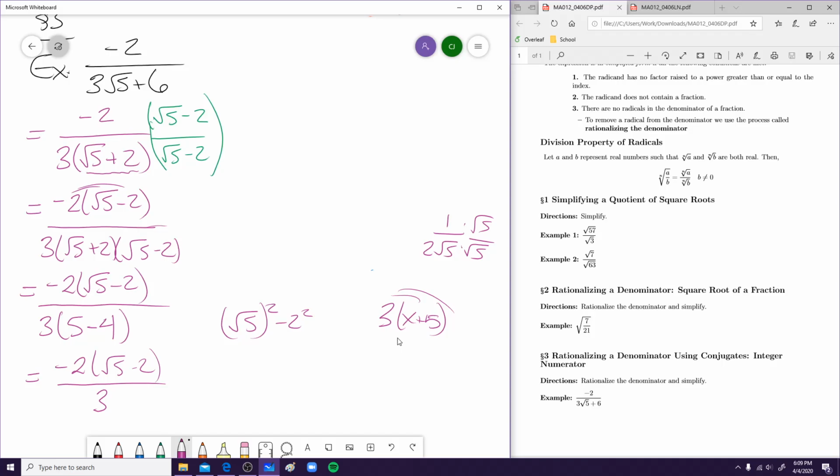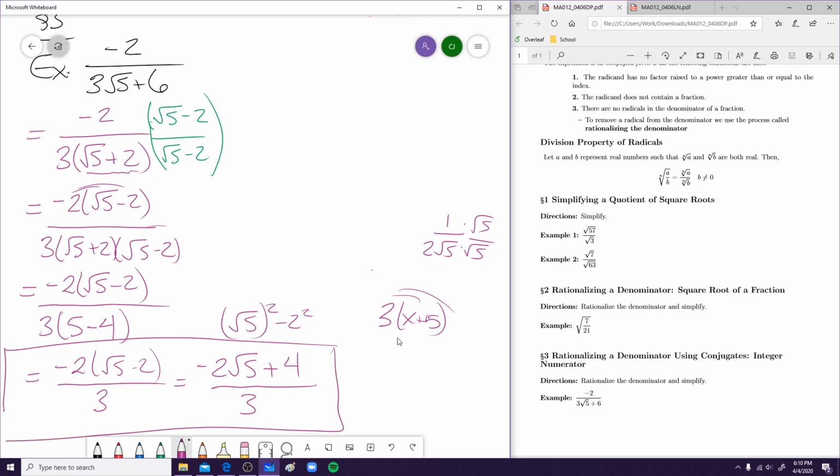Right? If you want, like I tried doing earlier, you can distribute this negative 2. It's not necessary, but I'll go ahead and do it anyway. So when I distribute that, this becomes negative 2 square root of 5. Negative 2 times negative 2 is positive 4. Right? Any of these solutions, this one or this one, I would accept.